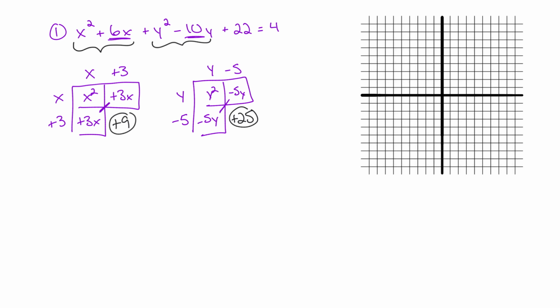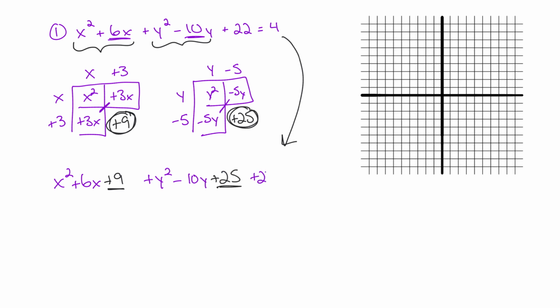So here's what I'm going to do. I'm going to rewrite the original equation, and I'm going to input a positive 9 and a positive 25 where I need them. So I'm going to have x squared plus 6x, and then I need a positive 9. So I'm going to go, you know what, plus 9. I'm just going to add that in there. And then the y value, I have a y squared minus 10y, and it needs a positive 25. So you know what, I'm just going to add it in there. And that plus 22, it's still chilling.